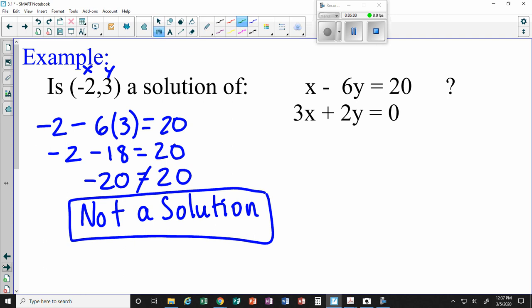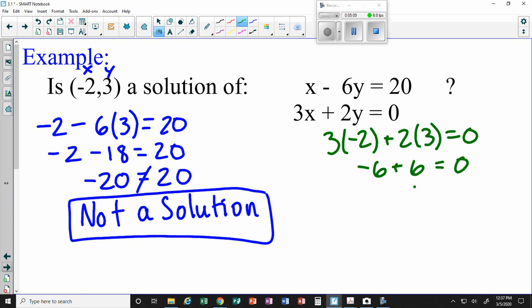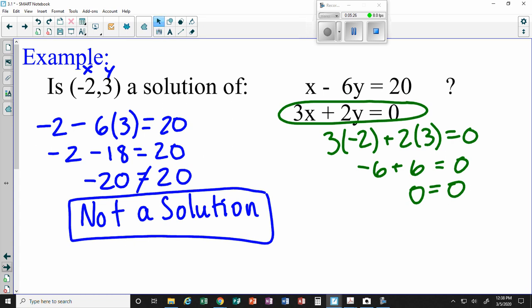Because like if I plug this in here, 3 times negative 2 plus 2 times 3 equals 0. That's negative 6 plus 6. So it does work for this one, right? So what that means is that negative 2 comma 3 is on this line, but it's not on the other one. Okay? So it's on the one line, but not the other one. So it's not a solution to the system because it's got to work for both.